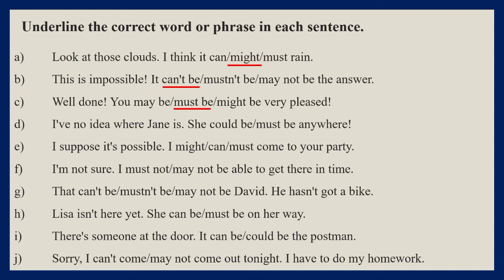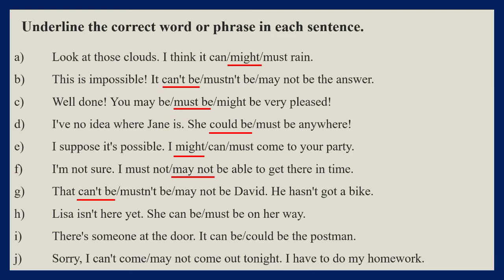D. I have no idea where Jane is. She could be anywhere. We use could in the present to express probability. It is the same as may and might. E. I suppose it's possible I might come to your party. When you say it's possible, you're expressing probability. We use may, might, or could in positive sentences. F. I'm not sure. I may not be able to get there in time. Again, expressing probability using may.